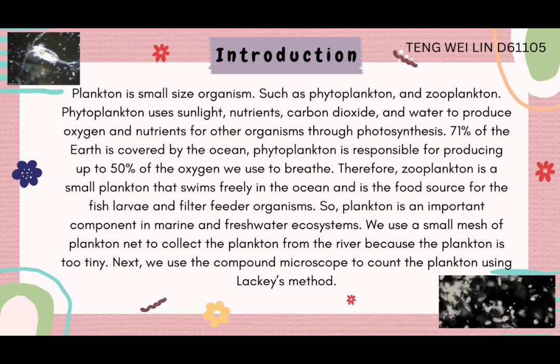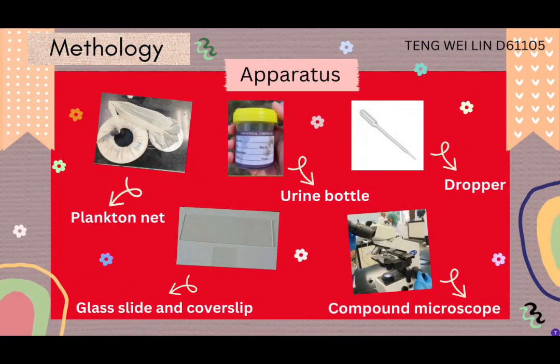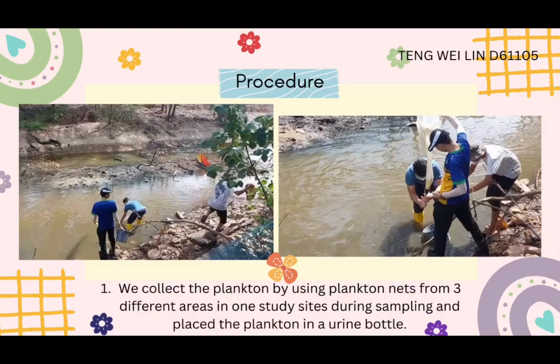We use a plankton net to collect plankton from the river because the plankton is too tiny. Next, we use a compound microscope to count the plankton using the Lackey method. Methodology. Apparatus: plankton net, Eureka bottle, dropper, glass slide and cover slip, and the last one, compound microscope.